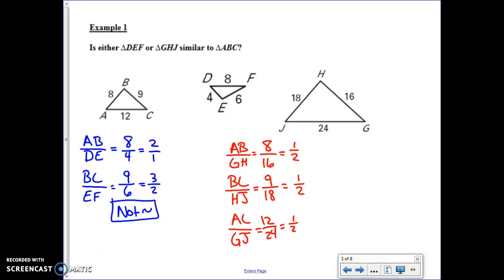So then we can say that yes, they're similar by side, side, side similarity. And if we needed to write a similarity statement, we could say triangle ABC is similar to triangle, and we need to make sure that we're going in the same order. So AB was the short side, GH is the short side here, and then J. So triangle ABC is similar to triangle GHJ.